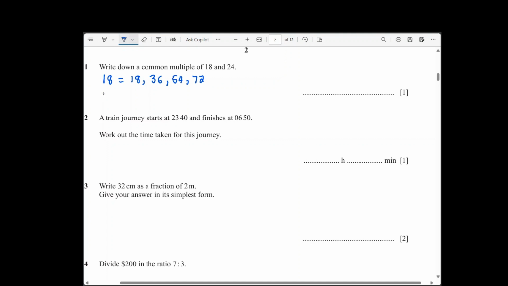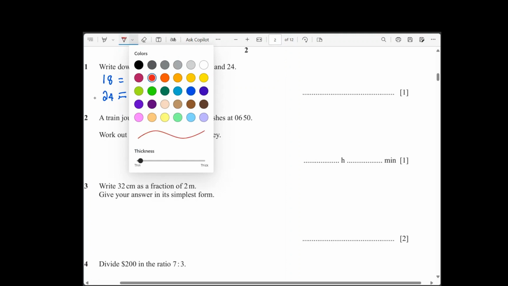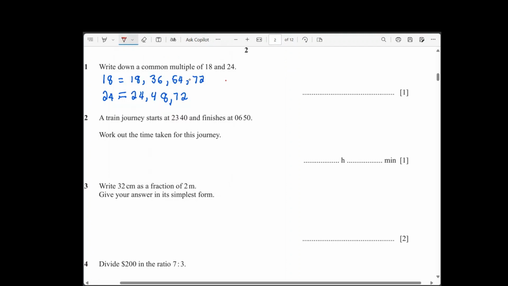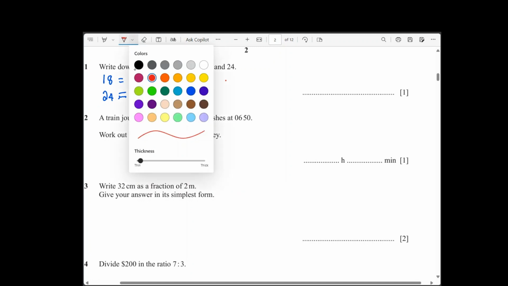Let's write down multiples of 24. So we have 24, 48, and 72. Now, as you can see, our common multiple of 18 and 24 is 72. Final answer, 72.